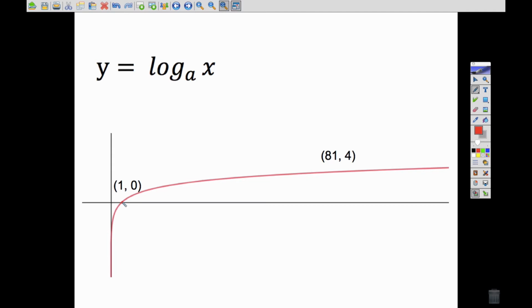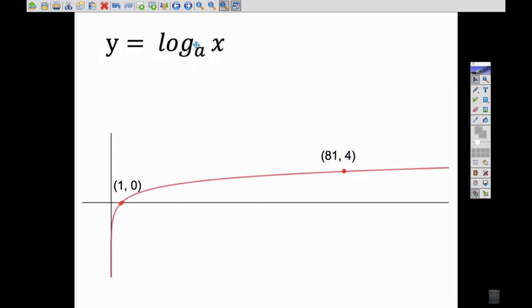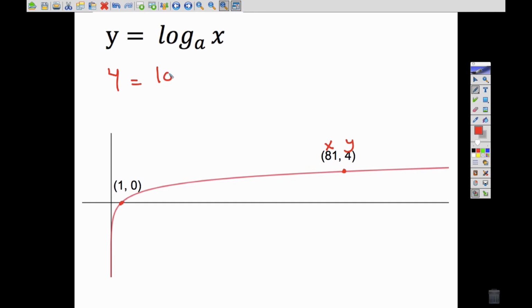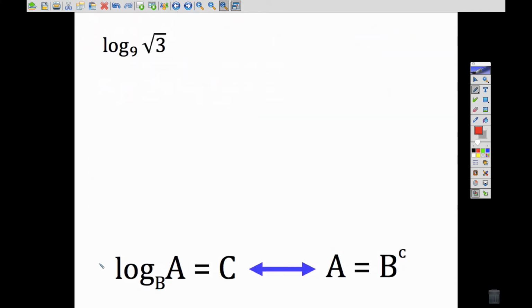Again, it's going through the point (1, 0), and it's also going through the point (81, 4). You know, the x is real big, the y isn't very big. I'm going to follow that same procedure where I plug my x and my y in. So 4 is equal to log base a of 81. Now I'm going to rewrite it. So a to the 4th is equal to 81. All I'm doing is using this definition of logs to convert between the two forms.